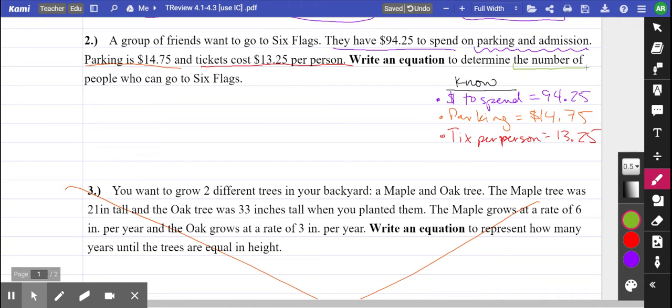So we don't know the number of people. That's what we're trying to figure out. That's what we're trying to determine. So I'm going to use P for people, and I'm going to put number of people. I'm abbreviating that, number of people.